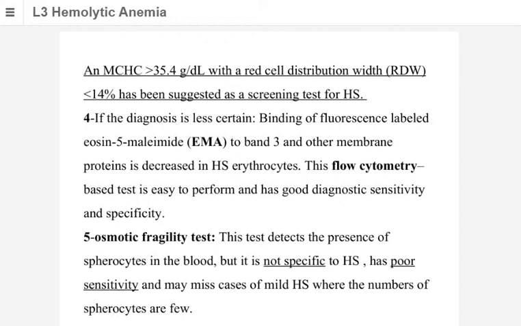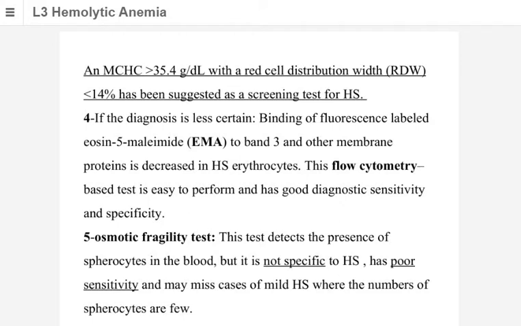This flow cytometry test is easy to perform and has good diagnostic sensitivity and specificity. If the diagnosis is not sure from the history, physical examination, and blood film, this test is diagnostic because it is more sensitive and specific.